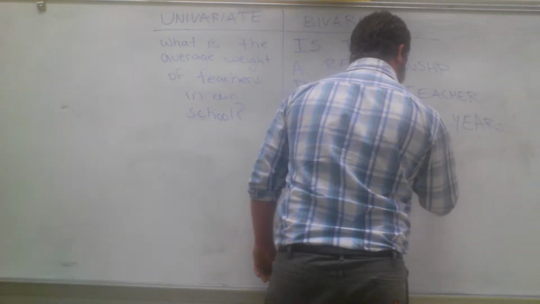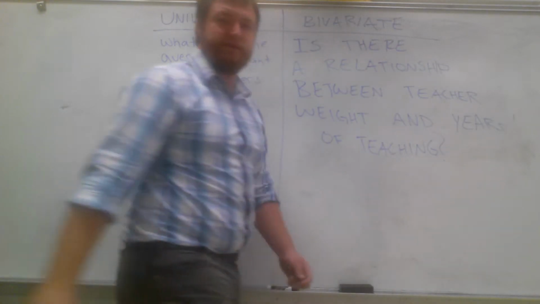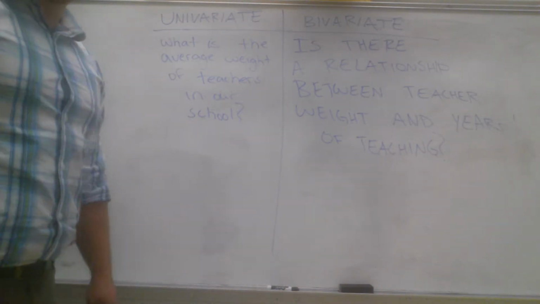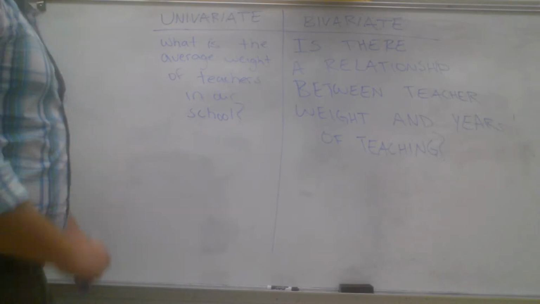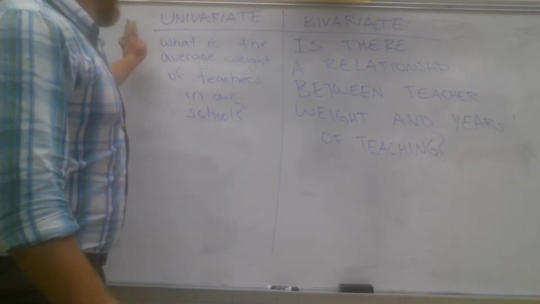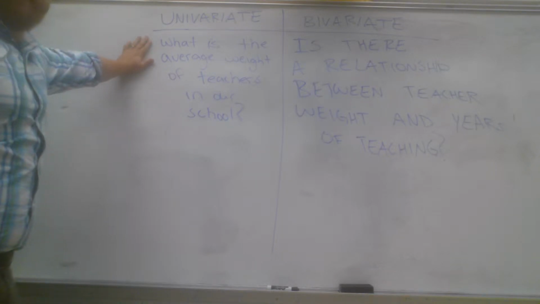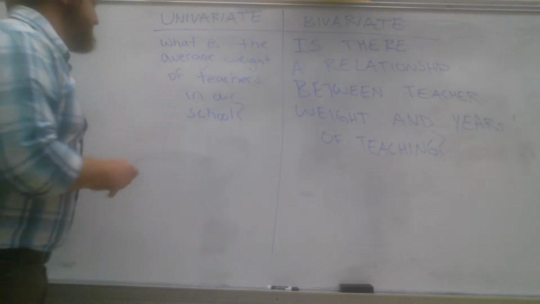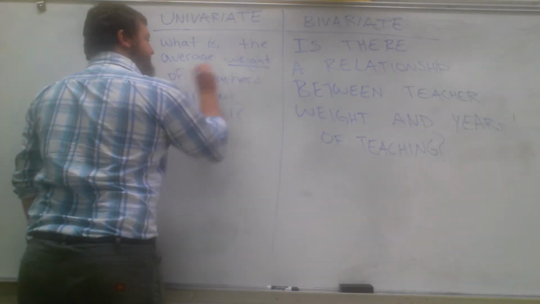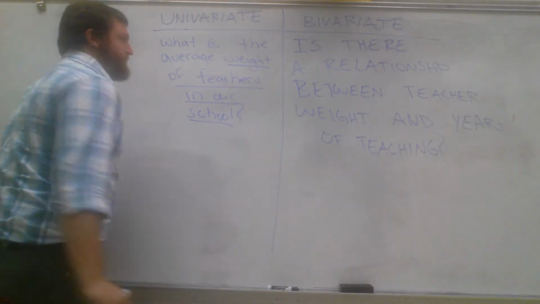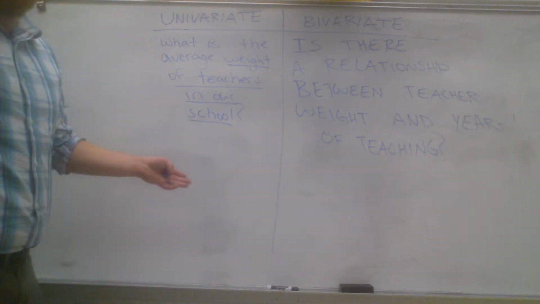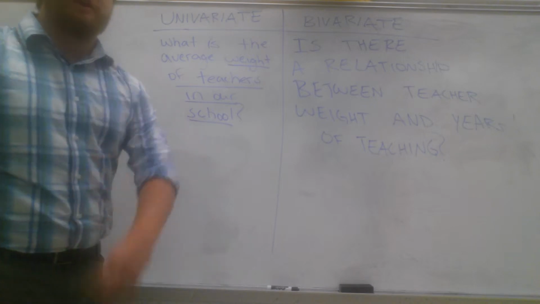Okay, so all of these problems I'm going to give you are going to be like this. It's going to give you those 2 options. You got to figure it out. So I'll give you a question that says this: what is the average weight of teachers in our school? And you need to tell me, is it univariate or bivariate? Okay. Well, what am I dealing with? I'm just dealing with weight of teachers in our school, right? That's my only variable. I'm not saying the weight and something else.